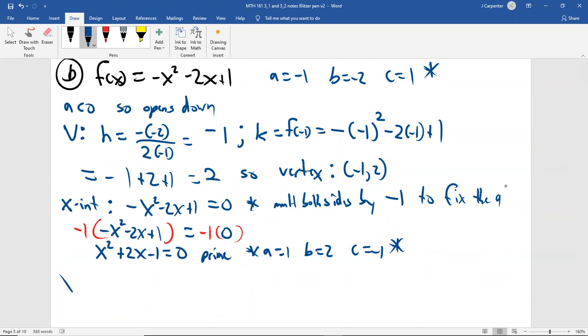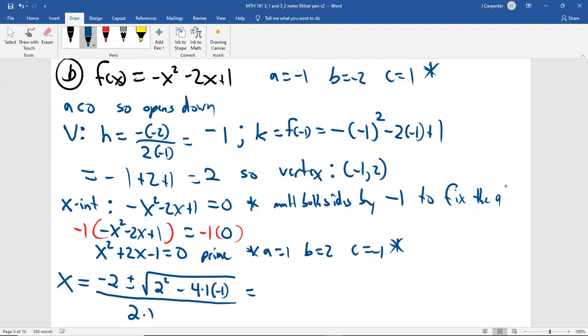This formula, again, if you're in a math class, you do not get to forget this. Negative b, so negative 2, plus or minus, big square root. B squared, which is 2 squared, minus 4ac, so 4 times 1 times negative 1. Then all over 2a, which is 2 times 1. Keep going, so that's negative 2 plus or minus the square root of 4 plus 4 all over 2.